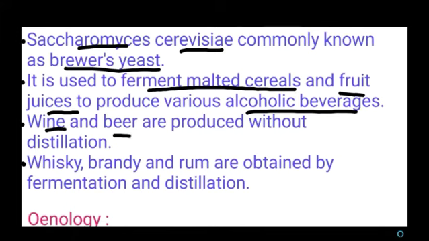Wine and beer are produced without distillation. Whiskey, brandy and rum are obtained by fermentation and distillation; they are distilled beverages. Next, enology.